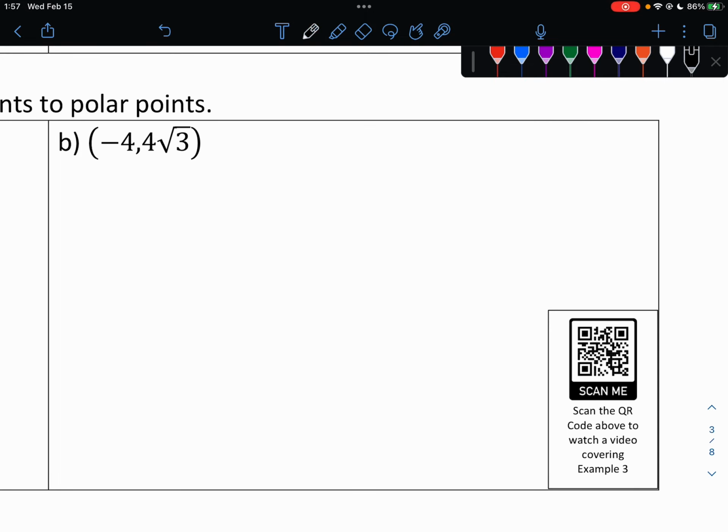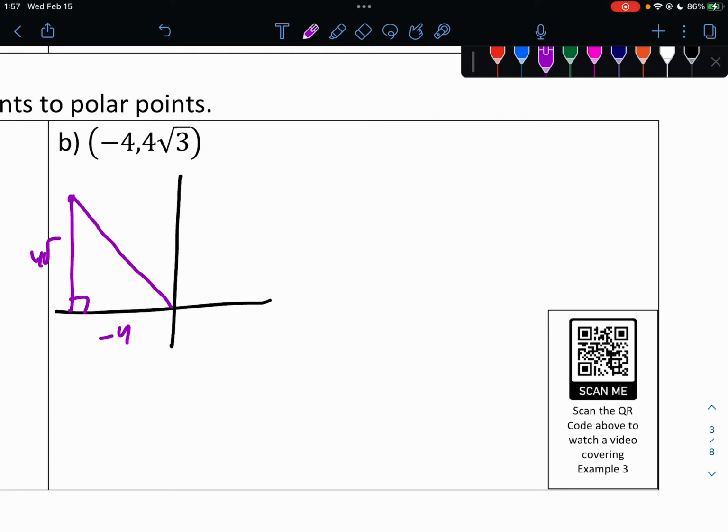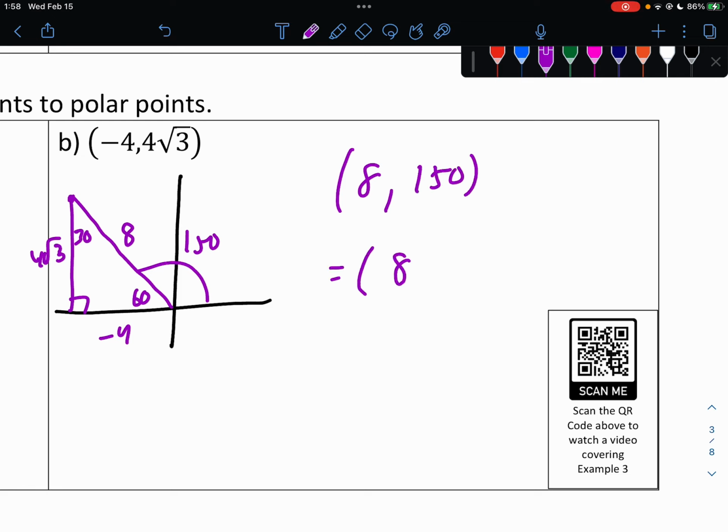Question B, -4, 4 root 3. So that would be in the second quadrant up here. So this is a 30, 60, 90, with this angle being 30, this angle being 60, which means this would be 8, and this would be 150. So my answer here would be 8, comma, 150. Or in radians, 8, comma, 5 pi over 6.